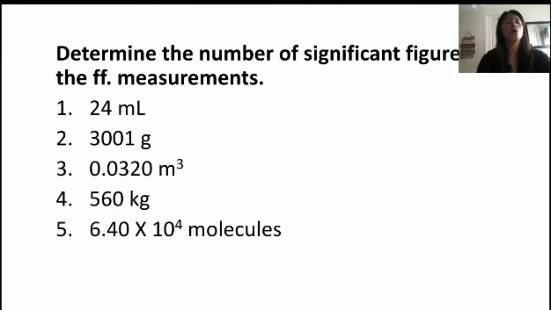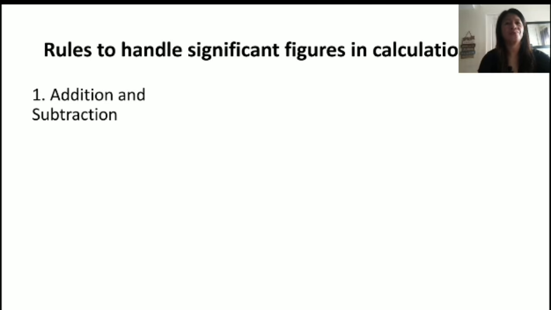And the last one, when the number is expressed in scientific notation or exponential form, you only take a look at the base here. So 6.40 has how many significant figures? 3. The 0 is to the right of a non-zero and a decimal point, and therefore significant. So this has 3 significant figures. You are disregarding the power of 10 when counting for the number of significant figures. Only in the base that you are counting the number of significant figures.